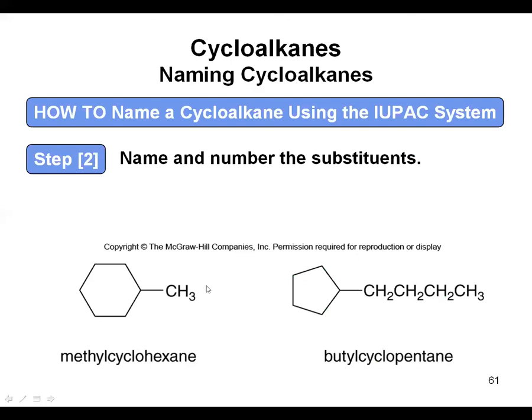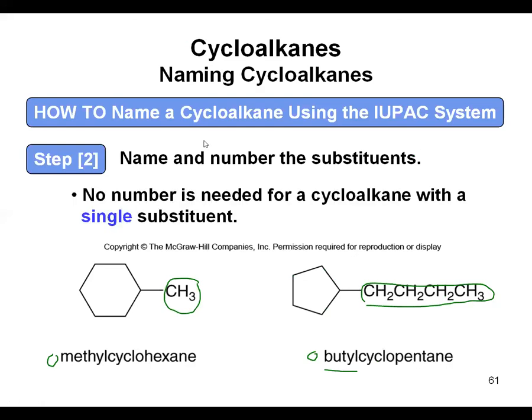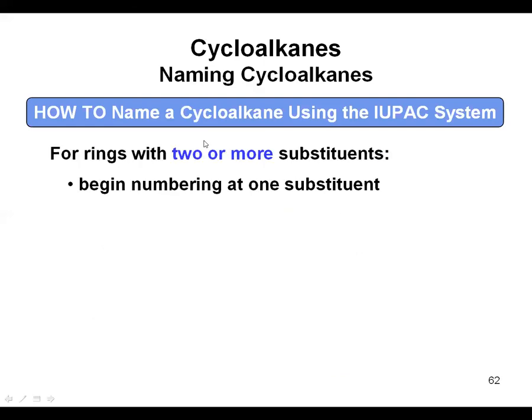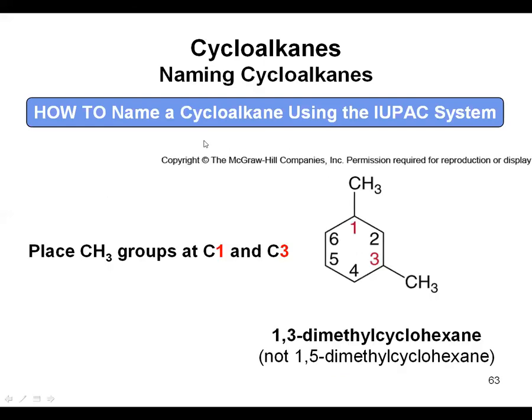Again, in each of these here, we just have one group attached. So that's a methyl group, and this is a 6-carbon ring, which would be cyclohexane. So that's methylcyclohexane. Here is a long group of 4 carbons, and that's a butyl group. And this would be cyclopentane. Again, no number here because there's just one group attached, so you don't need the number. You only need numbers when there are multiple groups attached. All right. And that's what we did here.